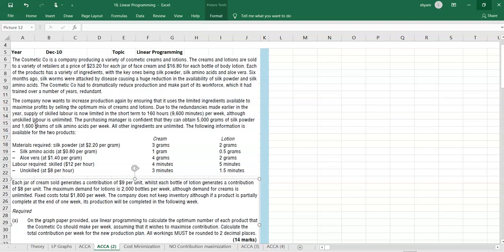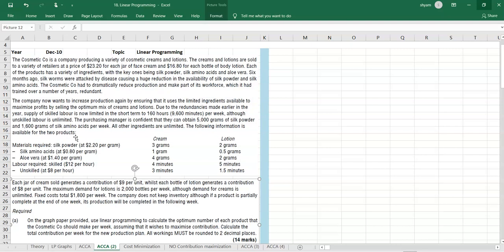Although unskilled labor is unlimited, the purchasing manager is confident that they can obtain 5,000 grams of silk powder and 1,600 grams of silk amino acids per week. All other ingredients are limited. The following information is available for the two products.